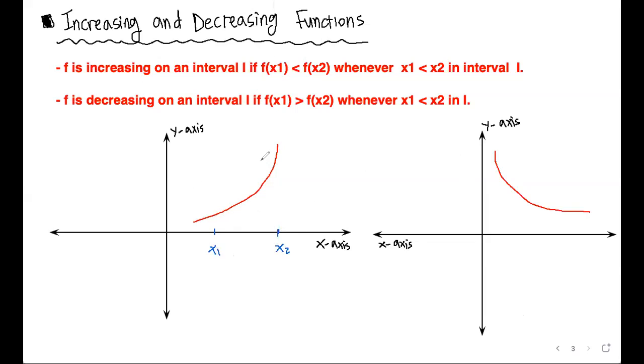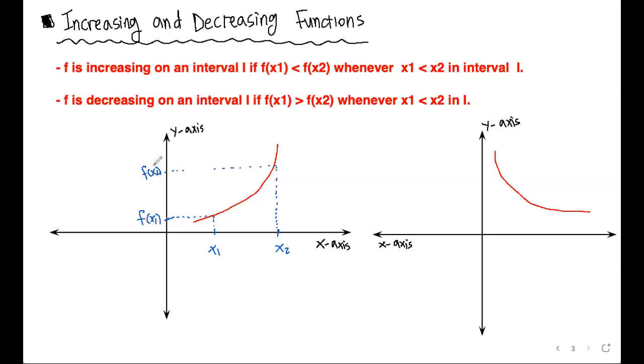So why is this increasing? The definition says x1 is less than x2. The value for x1 here is less than the value for x2. And also the f of x1 is here. This is my value f of x1. And also here the f of x2. It is here. F of x2.